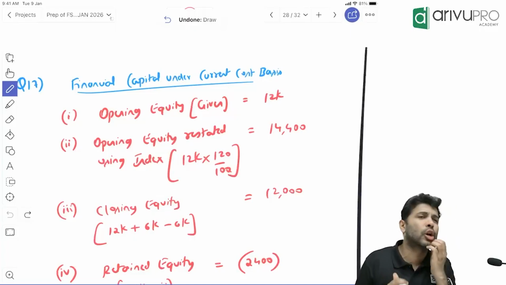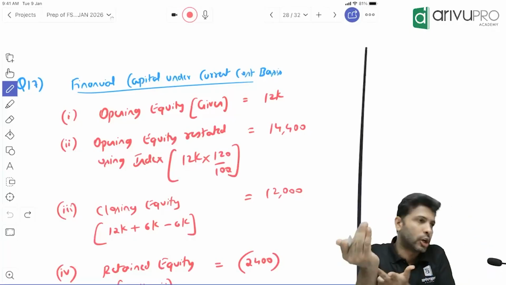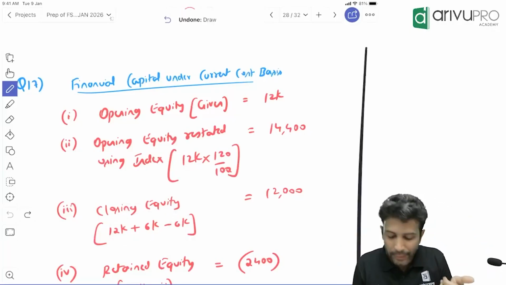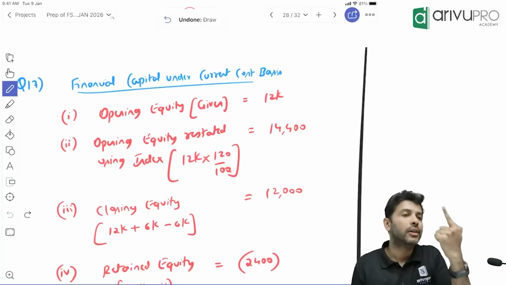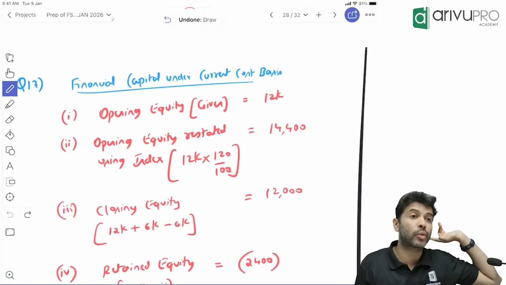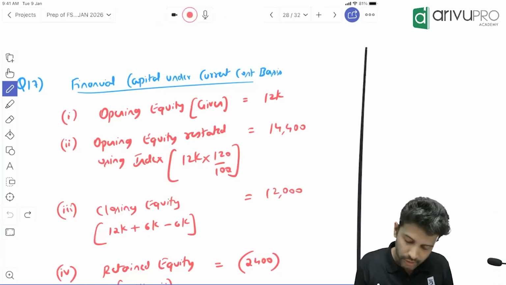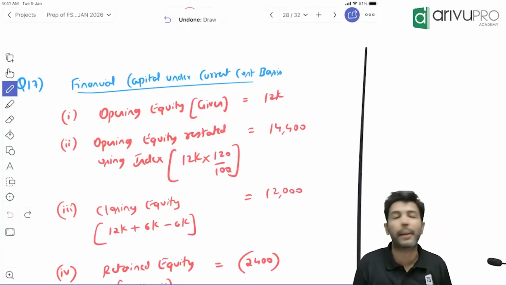How do you find actual closing balance of capital? Opening balance plus profit minus drawings. That's what I've done. Actual opening balance of capital was 6,000. How much profit you made? 6,000. How much you actually withdraw? 6,000. They only told, last question data we have to use. They told trader has withdrawn 6,000. What is the closing balance of capital?